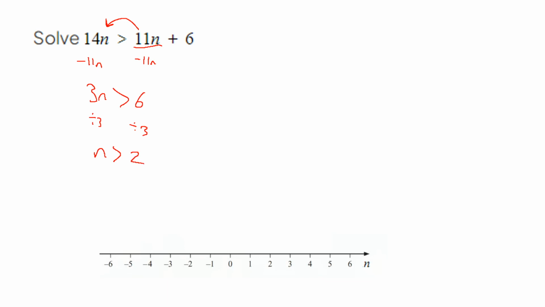So now we can plot that on a number line. Because it's not inclusive and it's just greater than, we have to represent it with a hollow circle. And then because it's greater than, we just put an arrow like so to represent that n can be infinitely large as long as it's greater than 2.